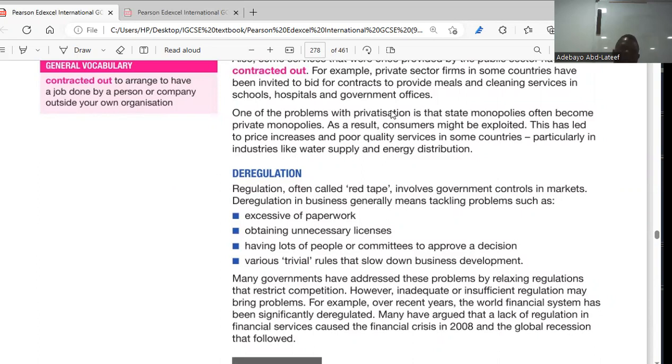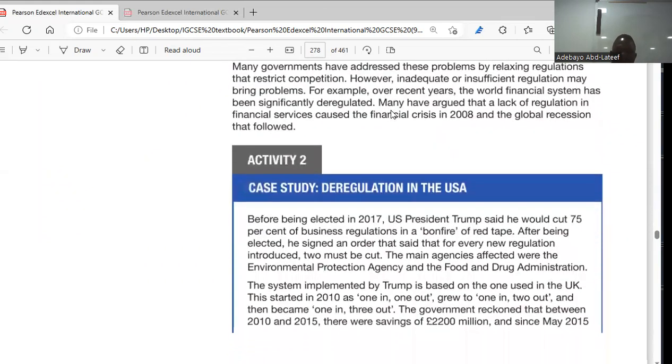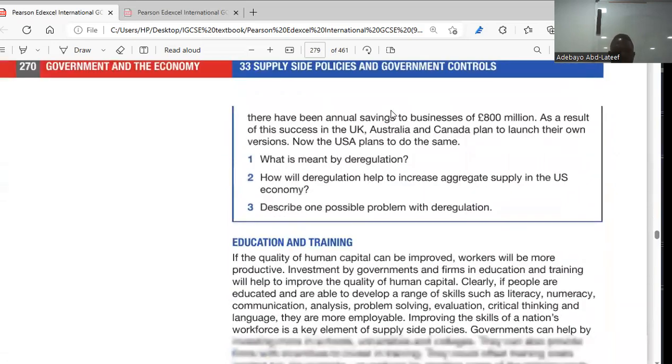Do you get it? Yes. Different rules that hinder or discourage you from setting up a business, government will bring down those laws so as to encourage you to start up. That is deregulation. Do you get the point? So with deregulation, entrepreneurs will have interest in setting up businesses. Is it clear? Yes. Any question about that?